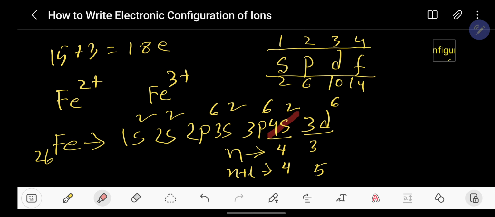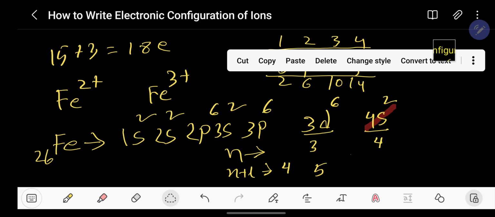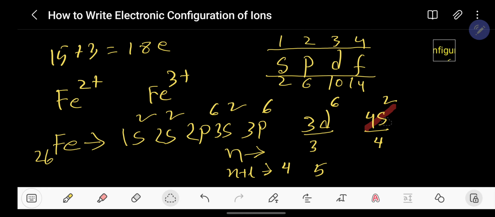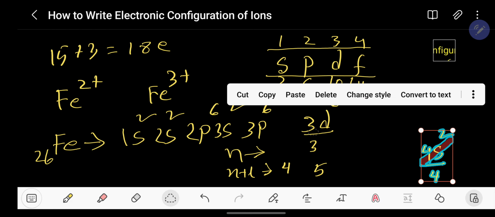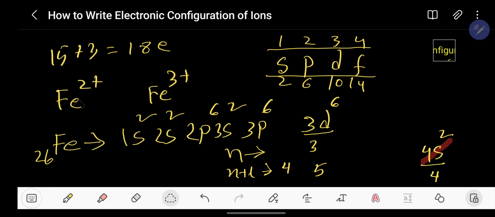So this is the electron configuration of iron 2+. If you look, if you remove this, then this will be clear to you. So this is the electron configuration. This is the electron configuration of iron 2+, right? Iron 2+.